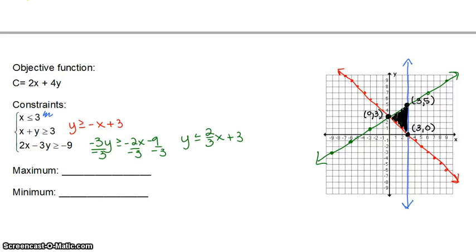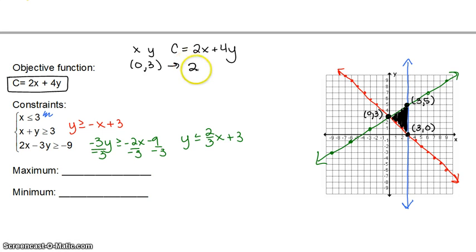And our last step is plugging those points into our objective function. So this is where our objective function comes into play. We've got c is equal to 2x plus 4y. And we've got 3 points we've got to check here. So we've got 0, 3. We know that this is our x and this is our y. So we've got 2 times 0 plus 4 times 3. 0 plus 12. We've got a value of 12 here.